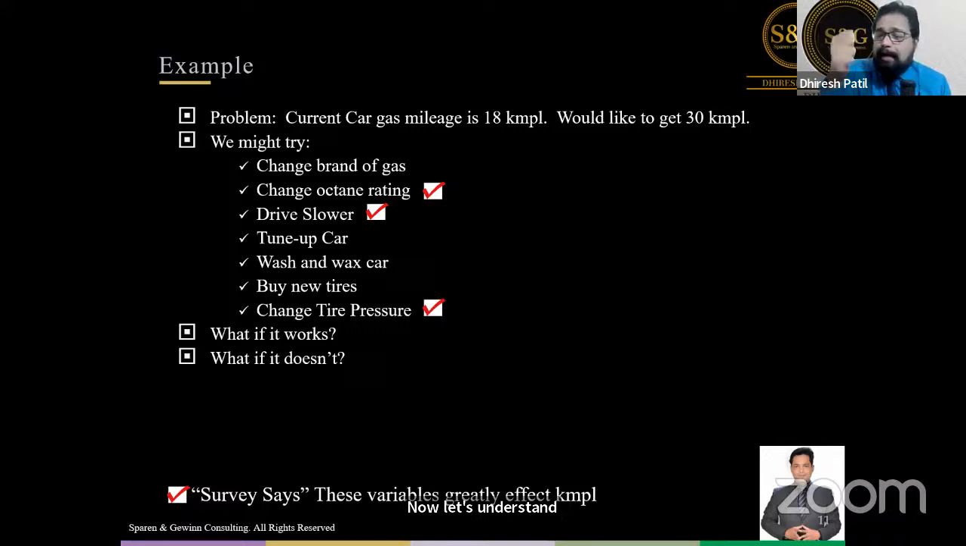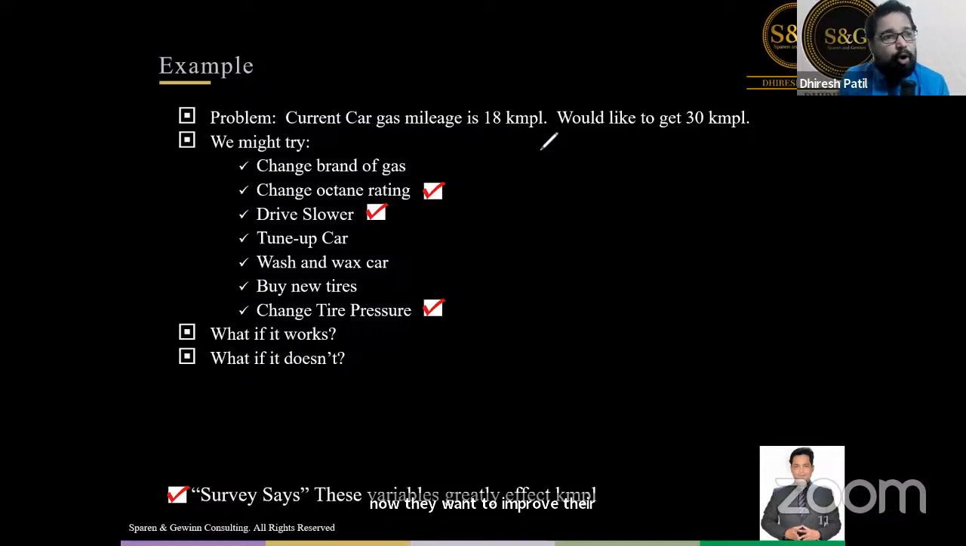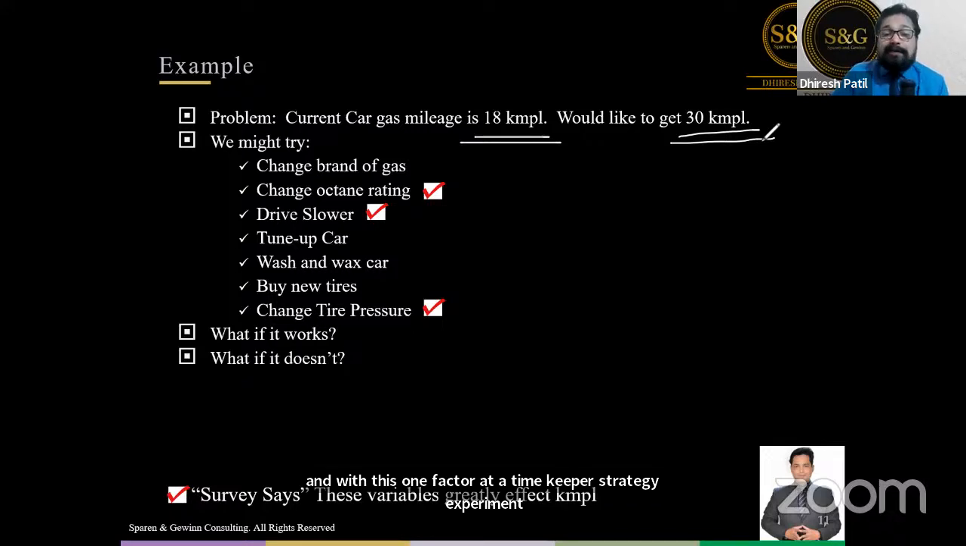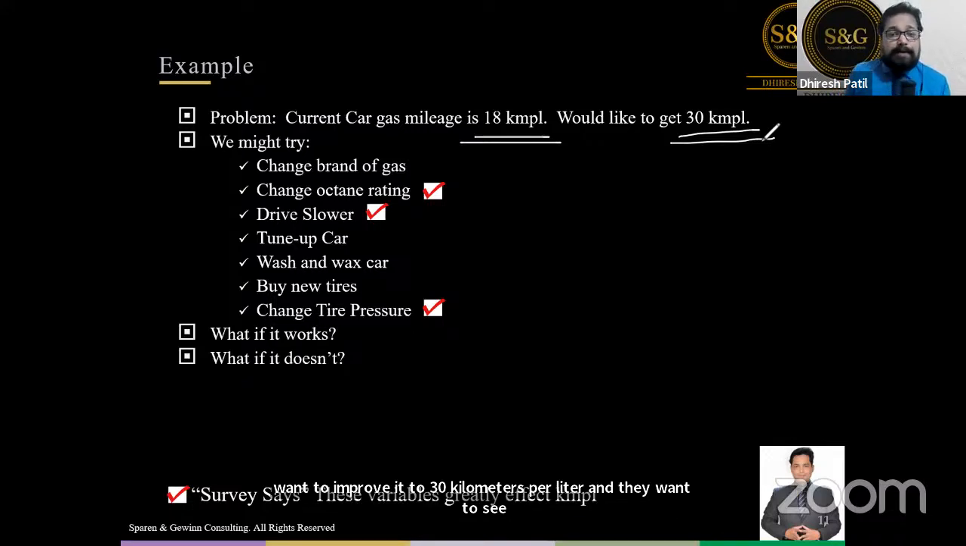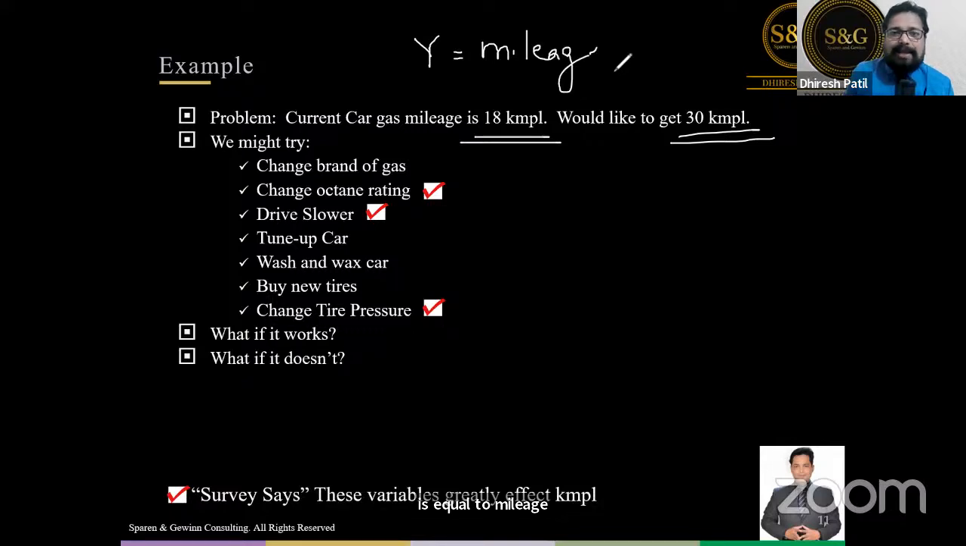One company wanted to experiment. It was an automotive company. Now they want to improve their mileage. Their current mileage is 18 kilometers per liter. And with this one factor at a time keeper strategy experiment, they want to improve it to 30 kilometers per liter. And they want to see what factors are impacting it. Okay. So our Y is equal to mileage, right? So our Y is our mileage, correct?